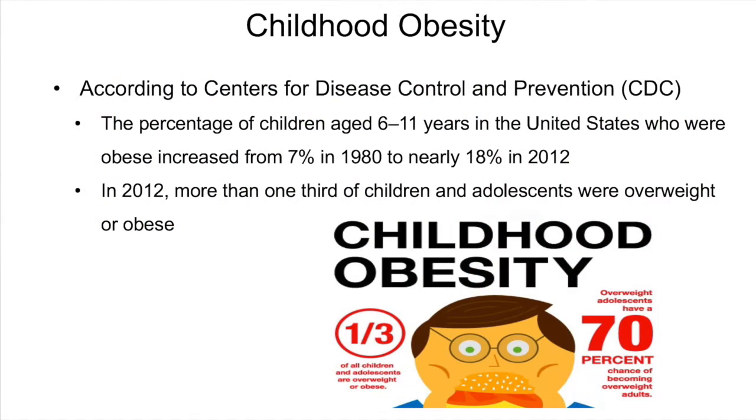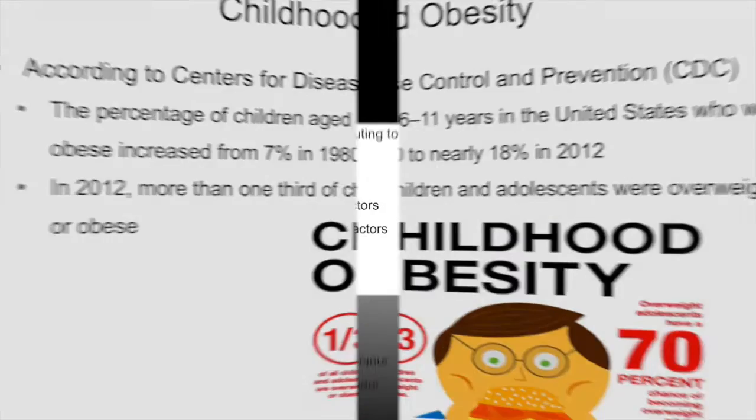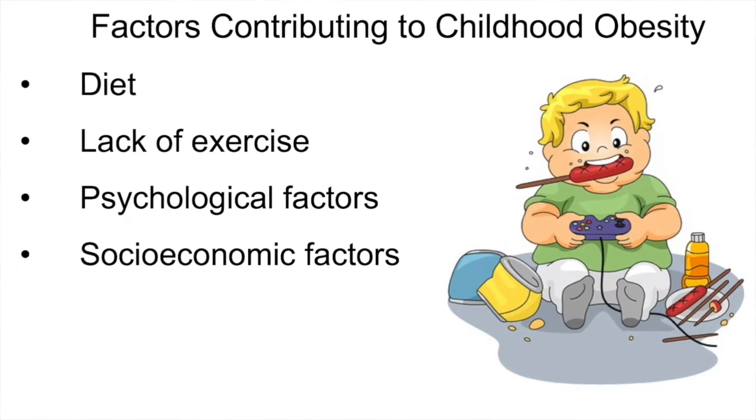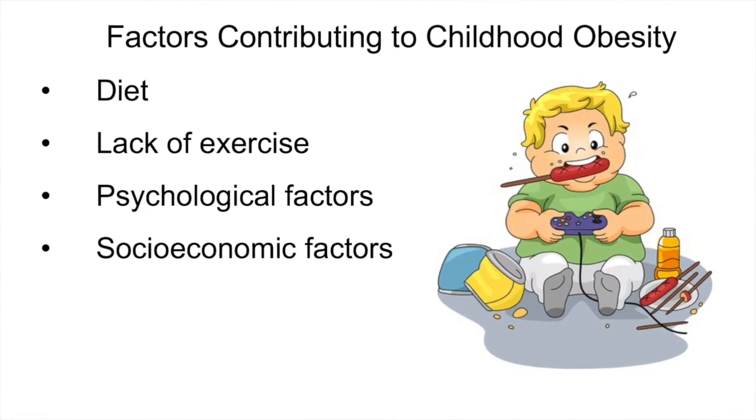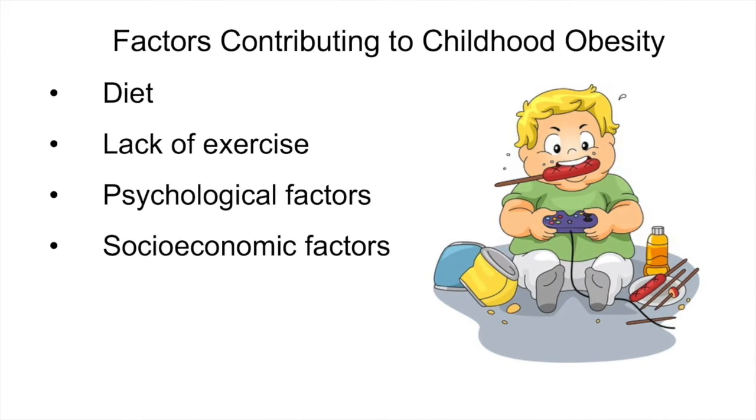According to the Centers for Disease Control and Prevention, the percentage of children aged 6 to 11 years in the United States who are obese increased from 7% in 1980 to nearly 18% in 2012. In 2012, more than one-third of children and adolescents were overweight or obese. Some factors that contribute to the increase in childhood obesity are diet, lack of exercise, psychological factors, and socioeconomic factors.